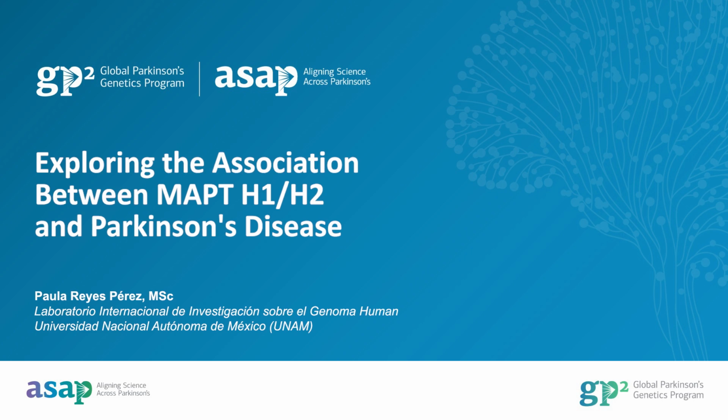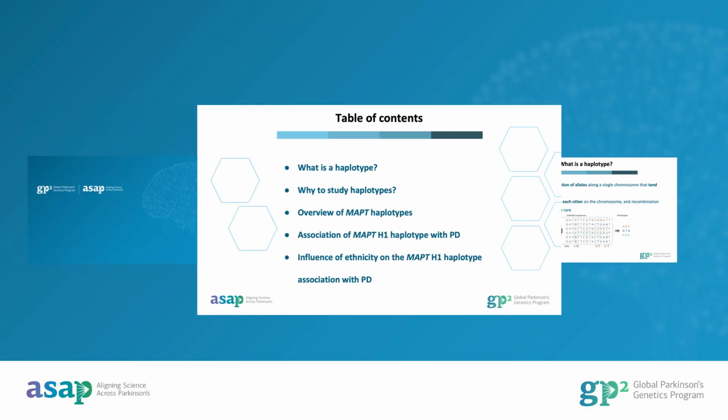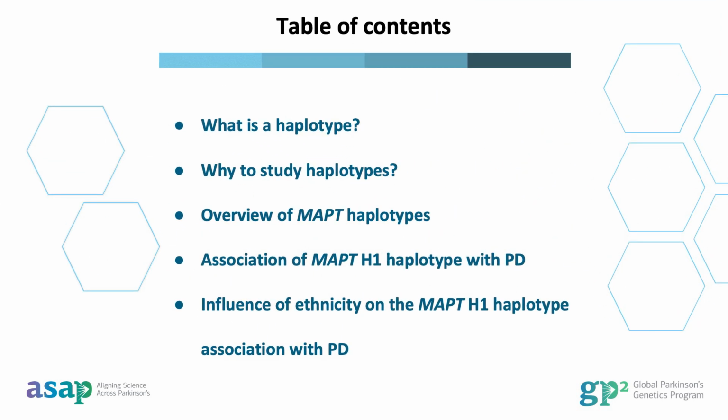In this video, I will talk about the association between MAPT H1 and H2 haplotypes with Parkinson's disease. Today, we'll be covering some key points in our presentation. We'll start by introducing what haplotypes are and why they are important to study. Then, we'll provide an overview of the MAPT gene haplotypes. Next, we'll delve into how the MAPT H1 haplotype has been associated with Parkinson's disease. And finally, we'll explore how this association might be influenced by ethnicity. Let's get started.